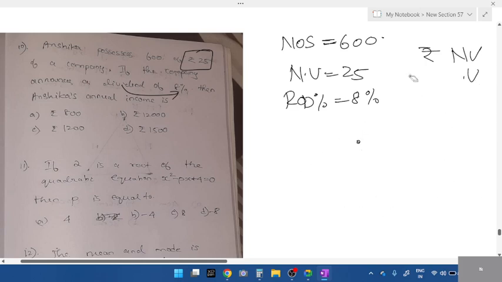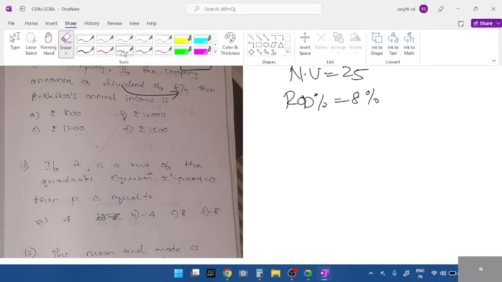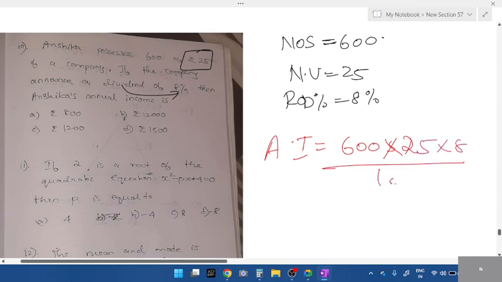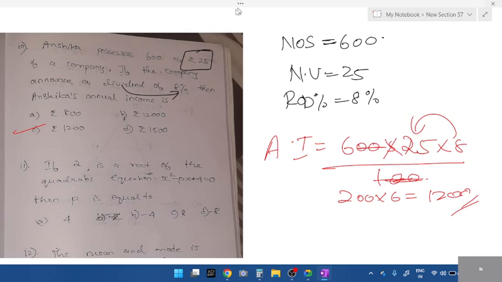So dividend is ROD. Define annual income. Annual income is also known as dividend. Whether you call it annual income or dividend, it's the same. Annual income is equal to number of shares into nominal value into 8 divided by 100. 2 zeros get cancelled. 8 into 25 is 200. 200 into 6, 1200 is the answer. All of you got 1200?